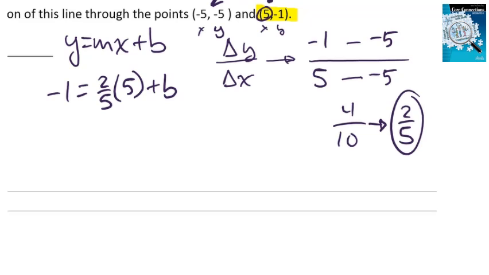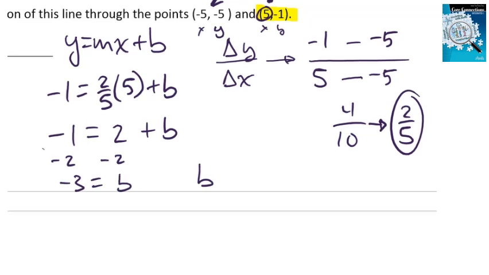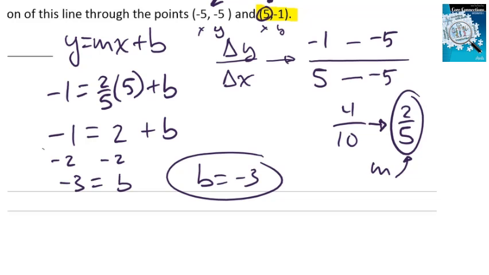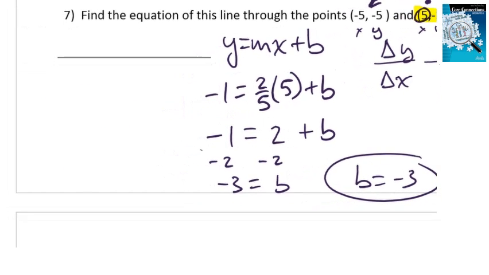So you can see in this way, the only thing that we have left is our parameter b, and we're going to find it. So if I simplify, -1 is equal to 2/5 times 5, which is the number 2, plus b. And then to figure out what b is, I'm just going to take away 2 from both sides. So I get that -3 is what b is. So we now know both of our parameters, right? We know our slope, m is 2/5, and we know our y-intercept parameter is -3. So we can write the equation of the line: y equals positive 2/5 x, and then minus the number 3.